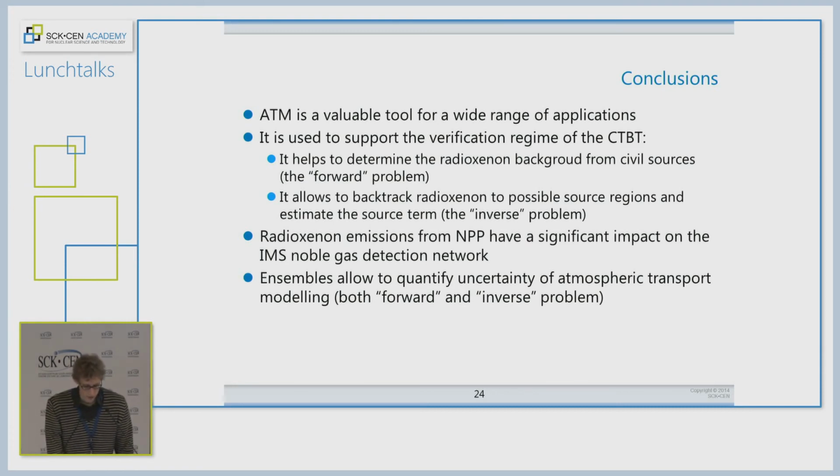Radioxenon emissions from nuclear power plants have a significant impact on the IMS noble gas detection network, a conclusion that was in disagreement with what was previously assumed. And the ensemble allows us to quantify the uncertainty of atmospheric transport modeling, both for the forward and the inverse problem. Thank you for your attention.